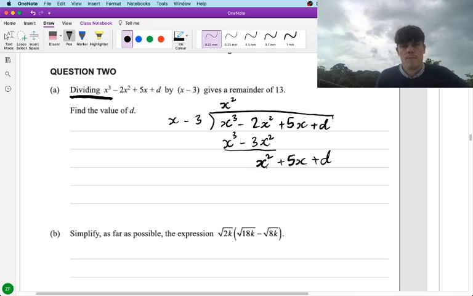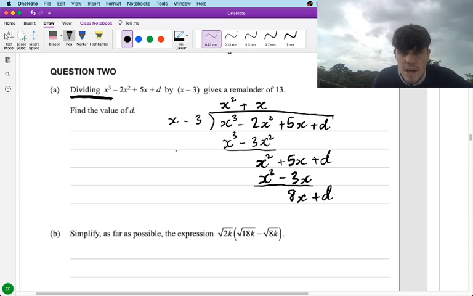So x squared, another way to think about it is x squared divided by x. What's that? That gets us positive x. So x times x will get us x squared. Then negative 3 times x gets us minus 3x. Nice. So then we go down here and we ask, what is 5 minus negative 3? That gets us to 8x. And then we carry down that d.